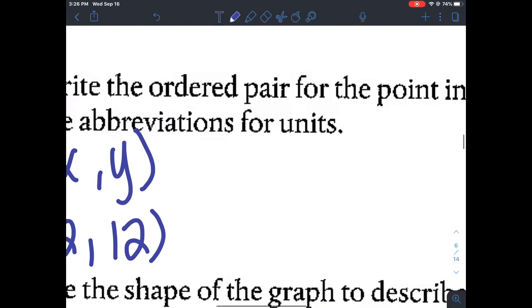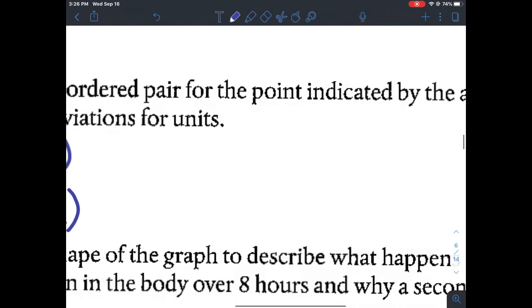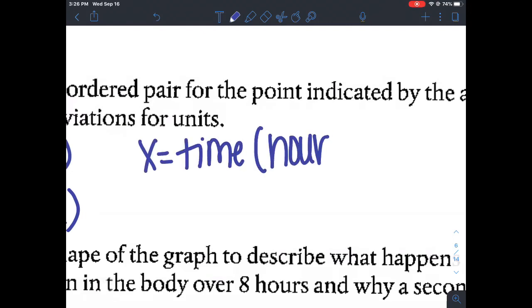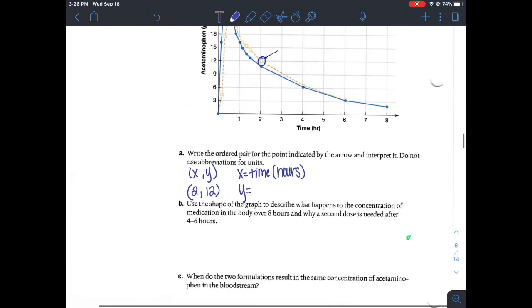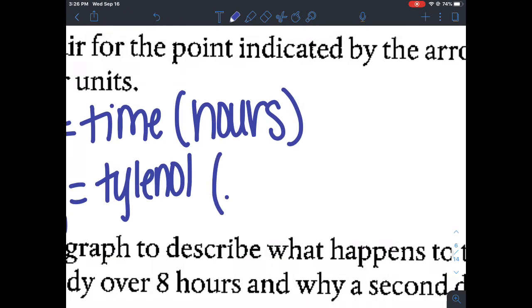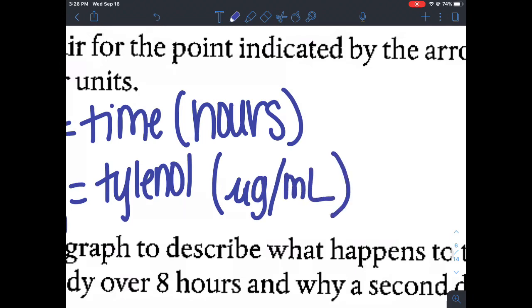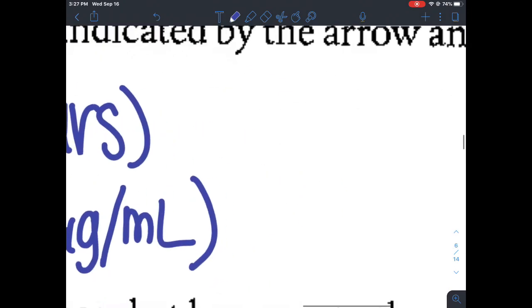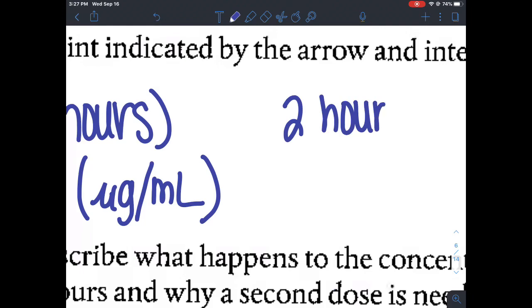So x value was time in hours. X equals time in hours. Y equals the acetaminophen. I'm just going to write Tylenol because acetaminophen is too hard and long for me to spell. And then I am going to abbreviate this symbol because, again, it's really long and I don't want to write all that. So x value, x is 2, so 2 hours.